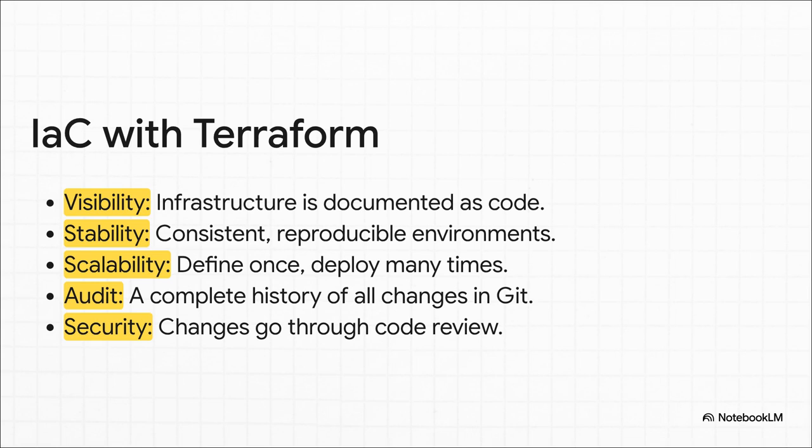You get this rock-solid stability because every single deployment is consistent and reproducible. You can scale incredibly complex environments by just defining them once and deploying them over and over. Every change is logged in version control like Git, giving you a perfect audit trail. And, crucially, all infrastructure changes can go through a peer review process, which dramatically improves your security.